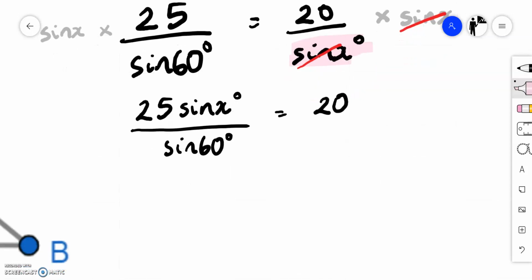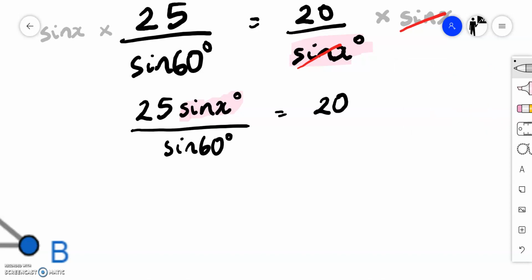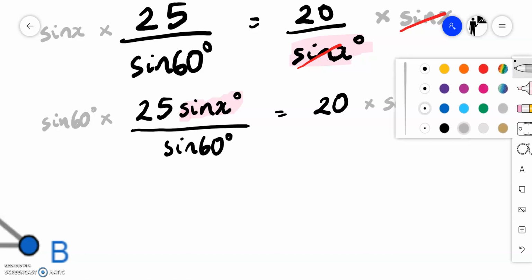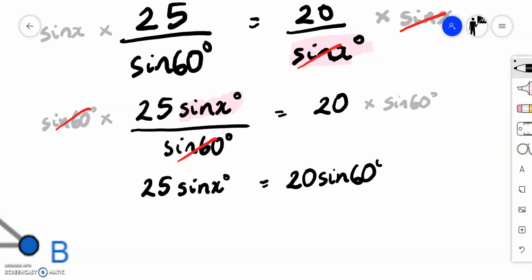Remember, we want to make sine x the subject of the formula. At the minute, it's being multiplied by 25 and divided by sine 60. So we're going to need to multiply both sides by that sine 60. We do that because this sine 60 would simplify with this sine 60. And we've done the same to both sides, so the equation is still balanced. So we're going to get 25 sine x degrees is equal to 20 sine 60 degrees.